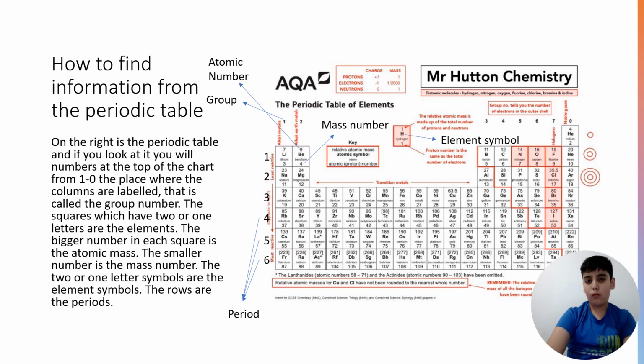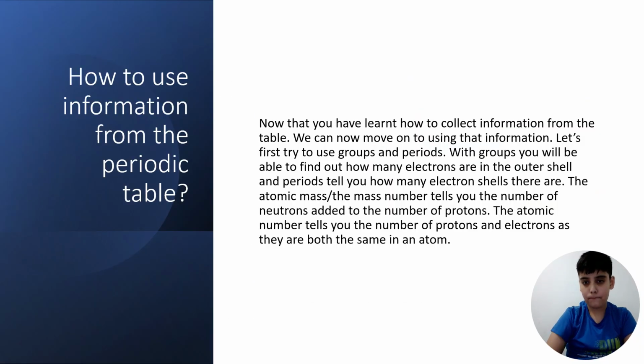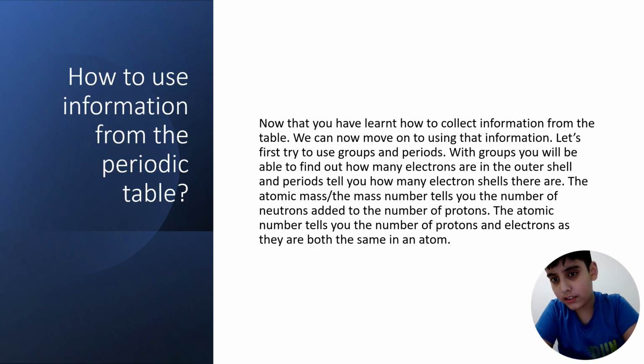So now we're going to learn about how we can use these, because we know what they are and how to gather their information. Now we're going to look at how to use this information effectively. As you saw before, the groups, those columns at the top, tell you the number of electrons in the outer shell.